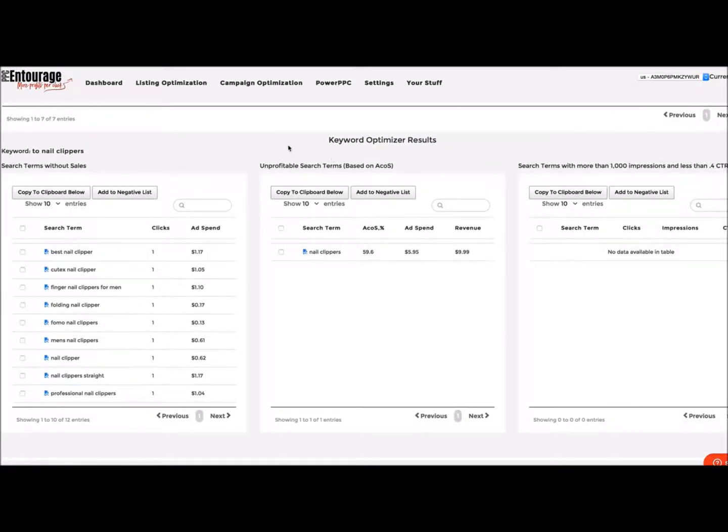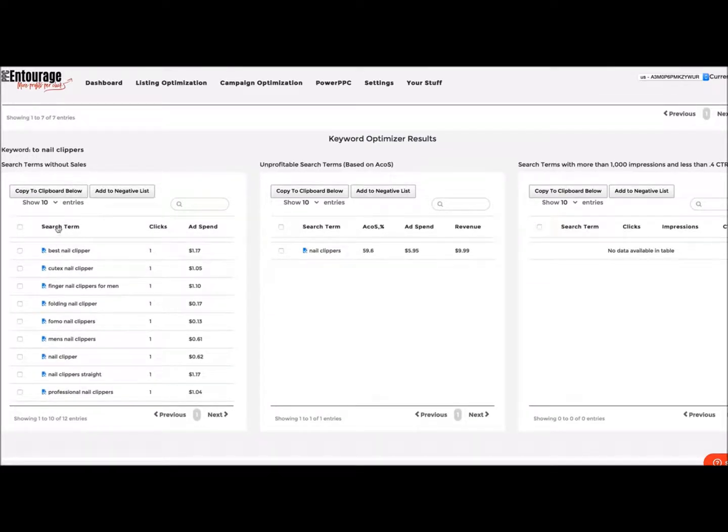But let me explain to you what these buckets are all about. So we have a search term that's connected to this keyword, two nail clippers, that has one click and $1.17 in ad spend. And all of these little clicks without a sale with ad spend, they're like little paper cuts that's really draining your bank account. All right, and you're gonna come to this module over here and see that some of these keywords are producing dozens, if not hundreds of search terms that have clicks, but no sales.